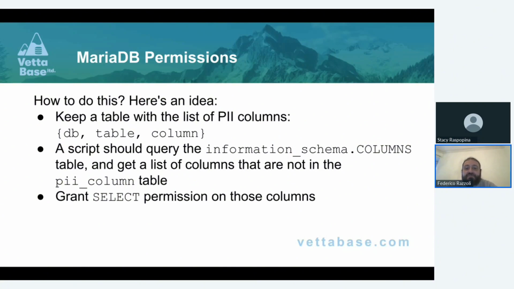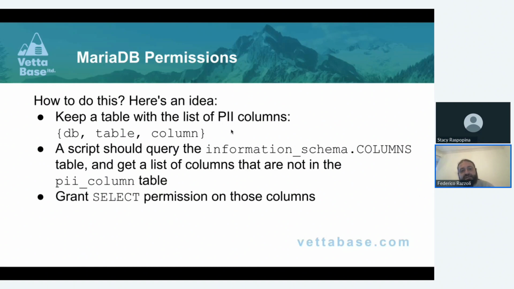And then a script should query the information schema columns table to get a list of all the columns and exclude those that are in the PII column table, okay? And then to the remaining columns, the script can grant the select permission.